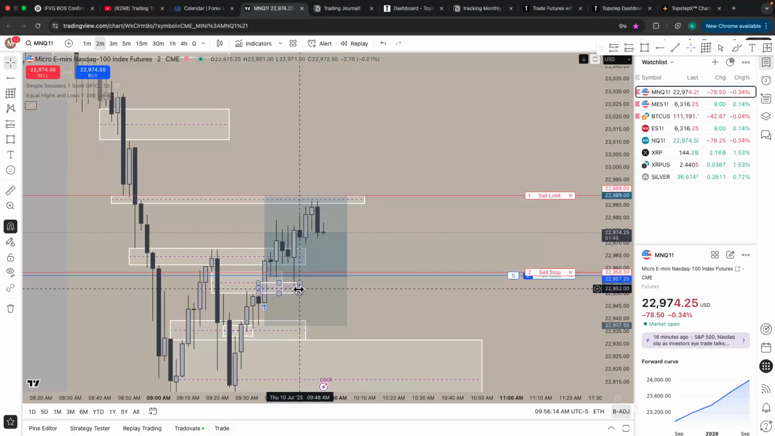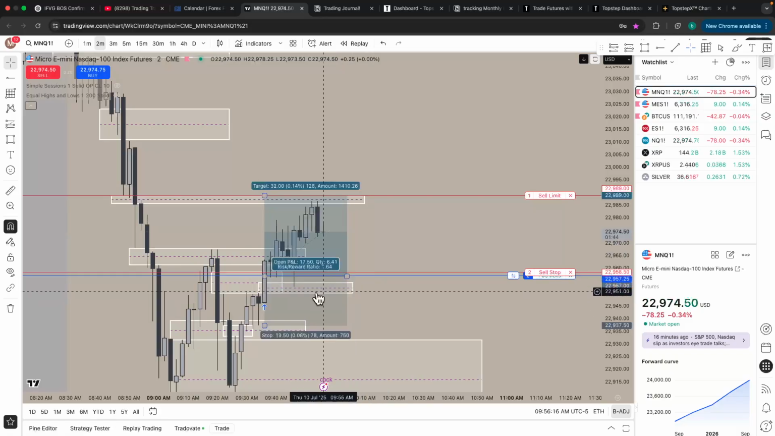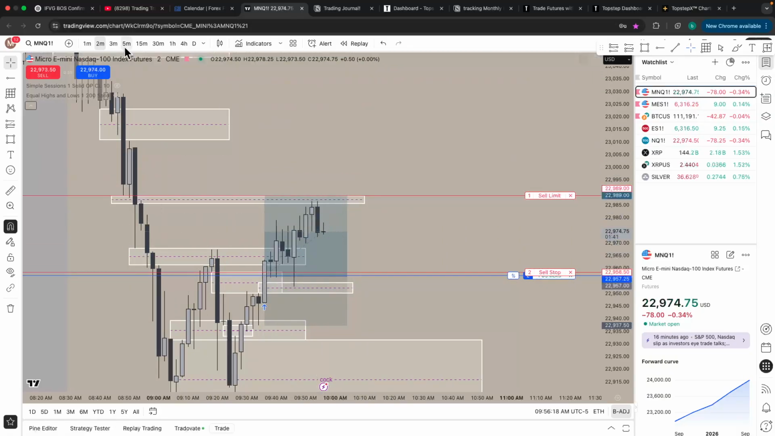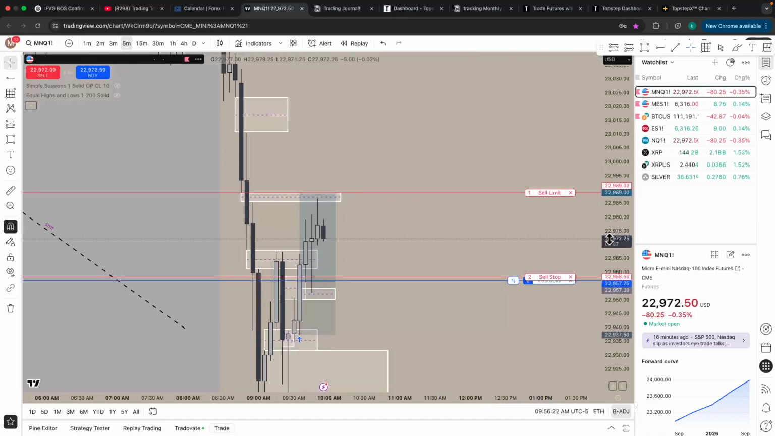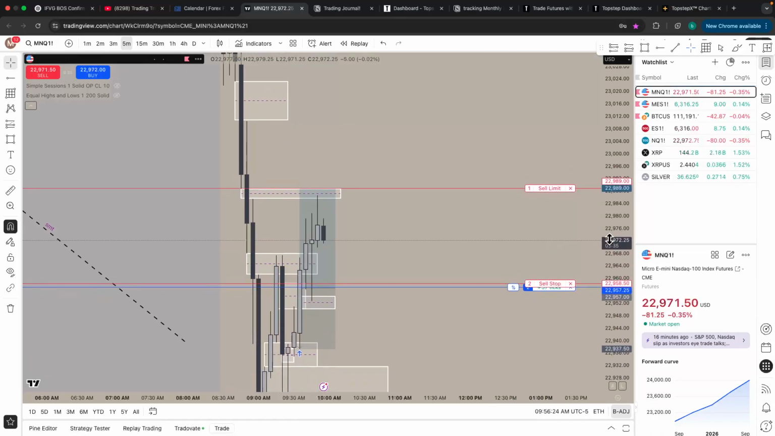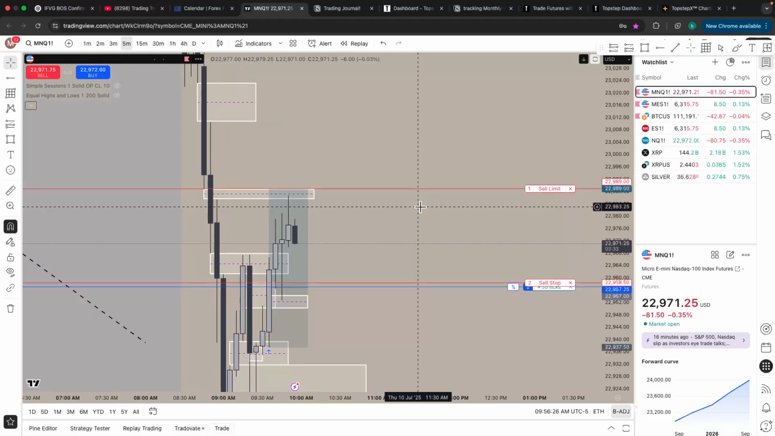Yeah, the only gap we could come back down into to fill again to push higher is this one, but we already did that. And we might consolidate the rest of the day. I was up 120 ticks. Damn, that's crazy.